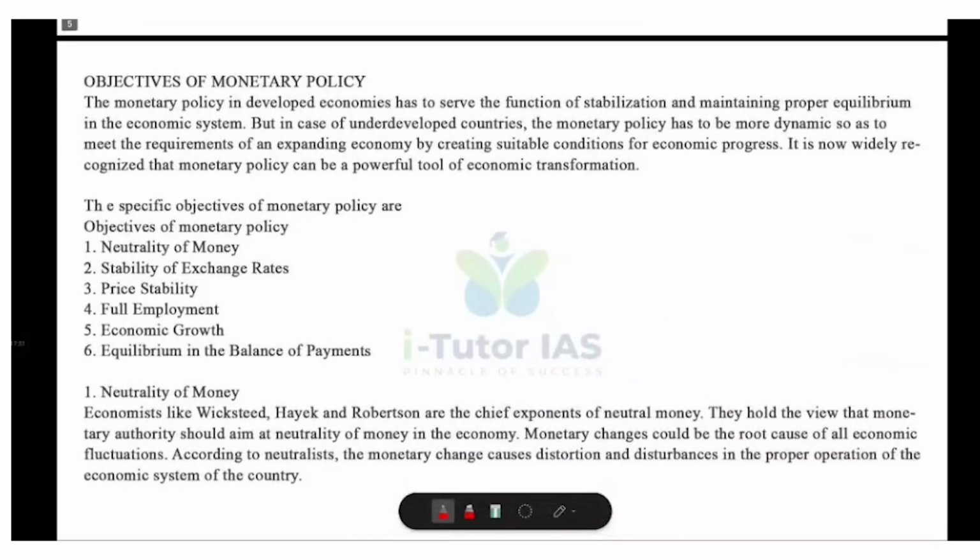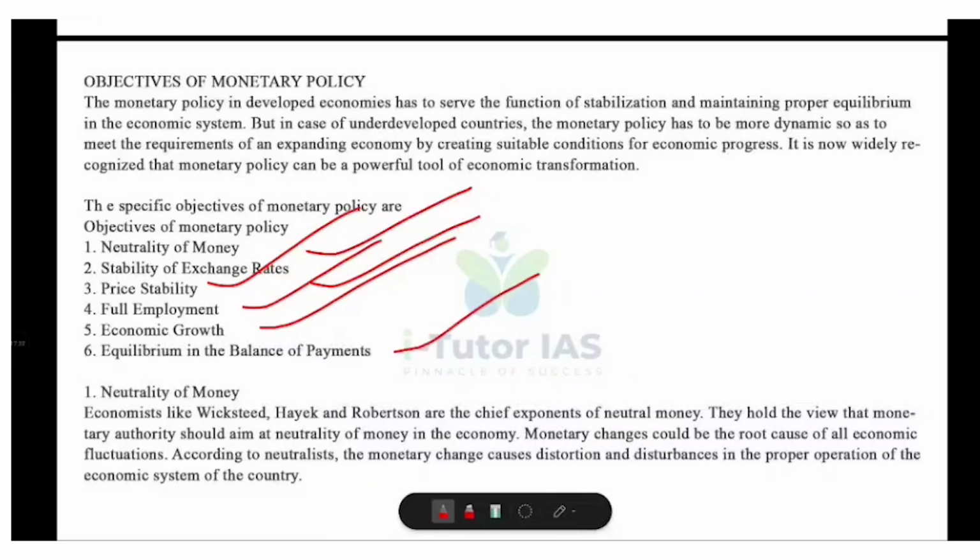So first one, neutrality of money, then stability of exchange rates, price stability, full employment, economic growth, equilibrium in the BOP. Okay, now let's look at it one by one.